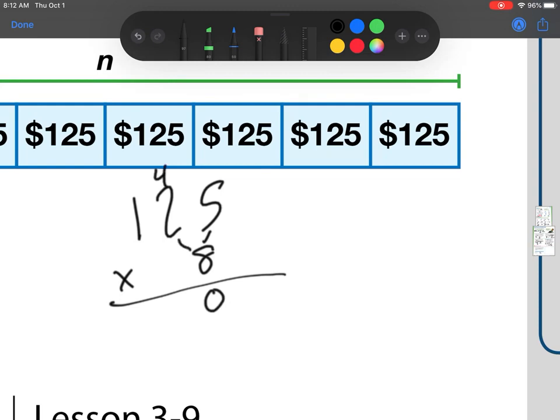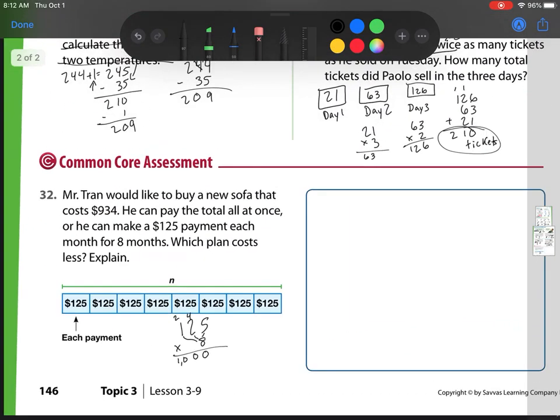That is 40, so I regroup the 4. 16 plus 4 is 20, so regroup that 2. 8 times 1 is 8, plus 2 is 10. So it's going to cost him $10,000. I'm sorry, that'd be more. It's going to cost him $1,000. So now we notice it's going to be less if he pays all at once.